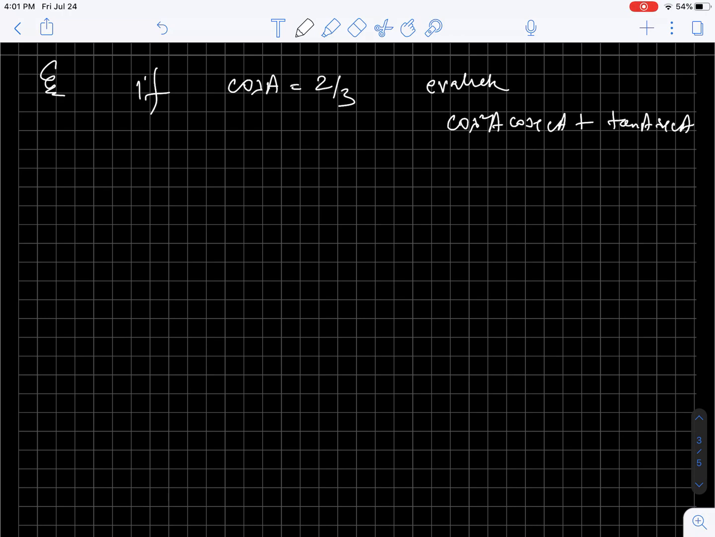Now if they write the question like this, say cos A is equal to 2 by 3, you have to find or evaluate cos square A cosec A plus tan A sec A. Okay, they are asking about it. Now the answer is simple. Cos A is 2 by 3. Okay, this value will be like 2 square plus, this value will be root 5. Pythagoras theorem, simple.